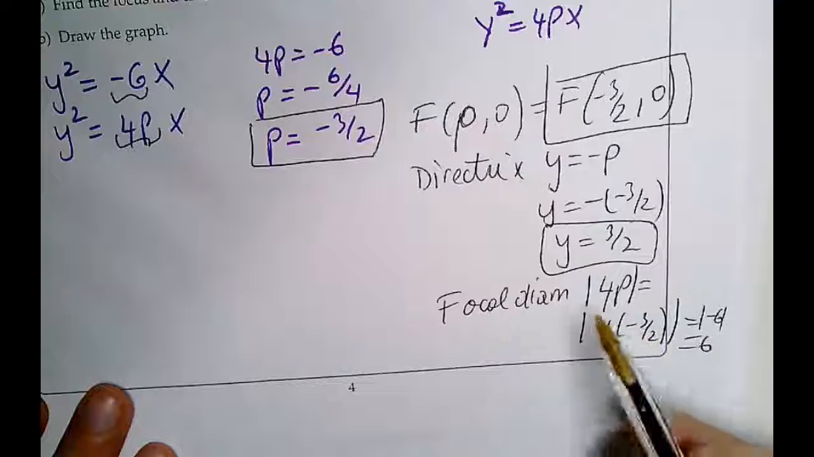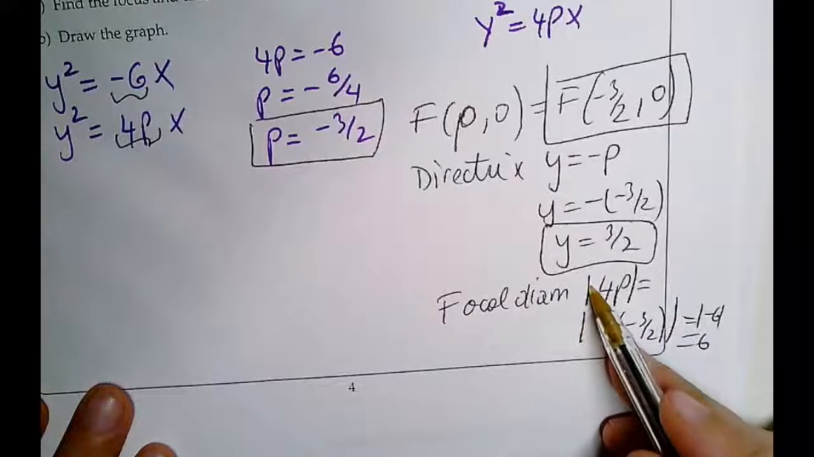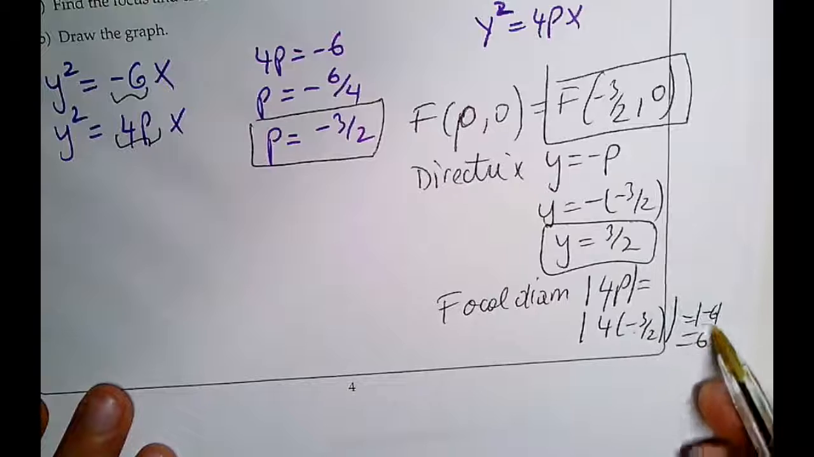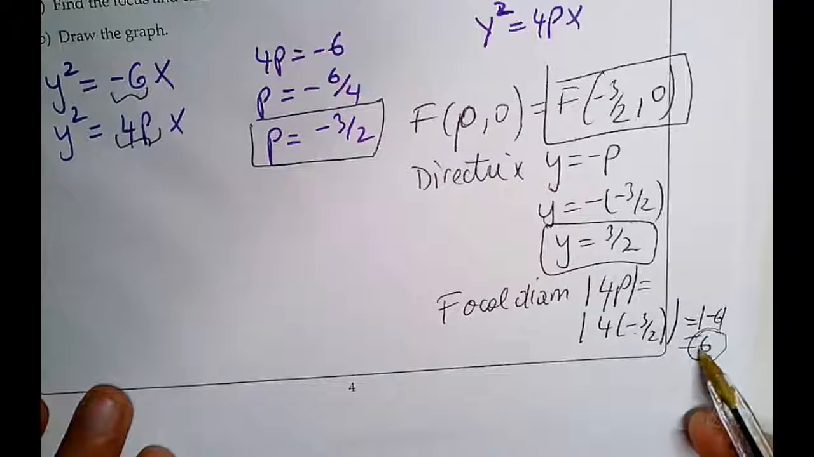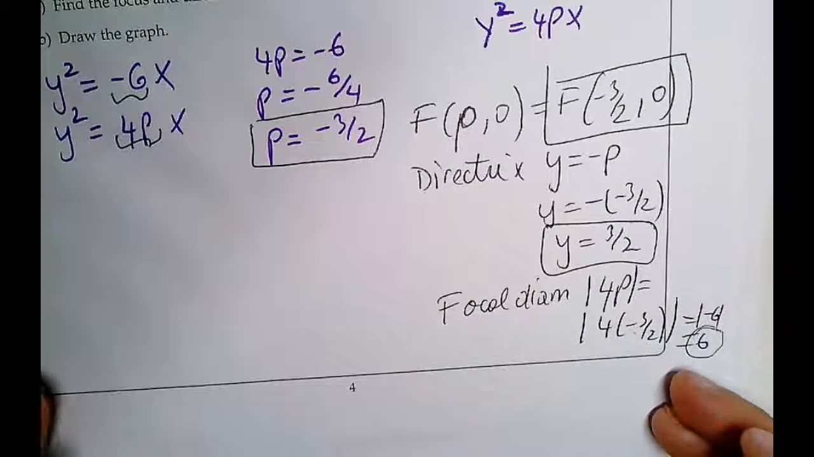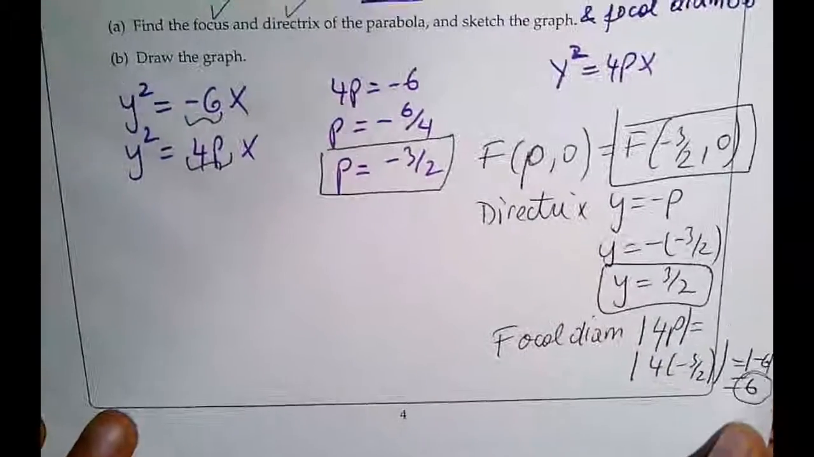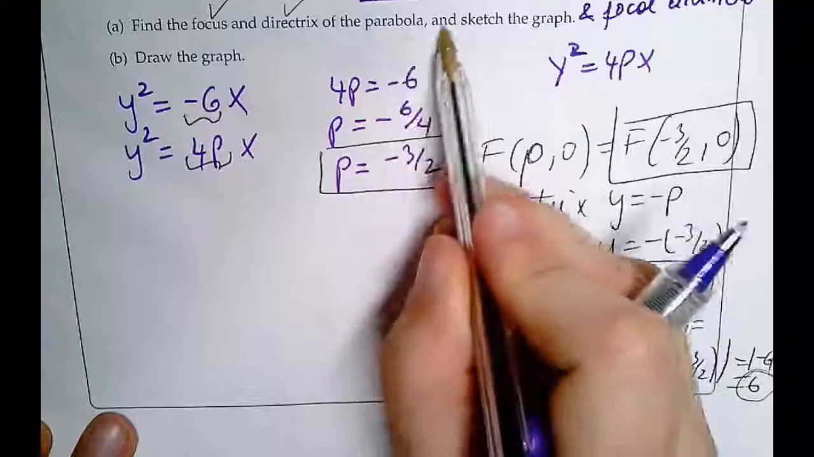So see why we needed to put absolute value, because when p is negative, I have to make sure that the answer is a positive number, because focal diameter means a length, and a length is positive. All right, so now we have all the information to draw the sketch of the graph.